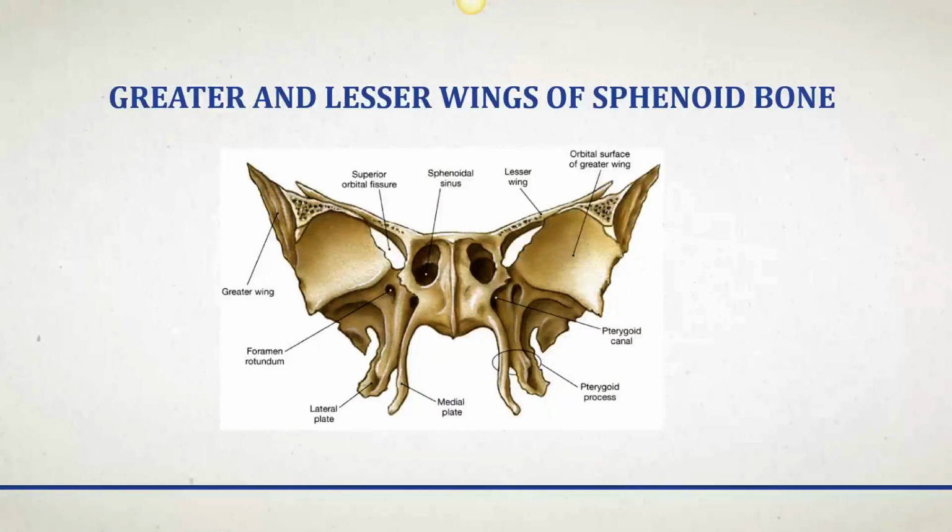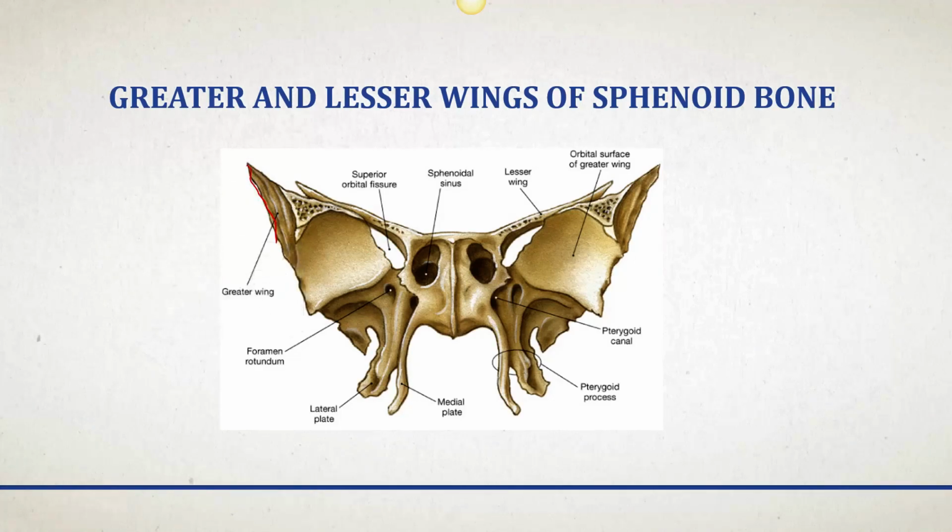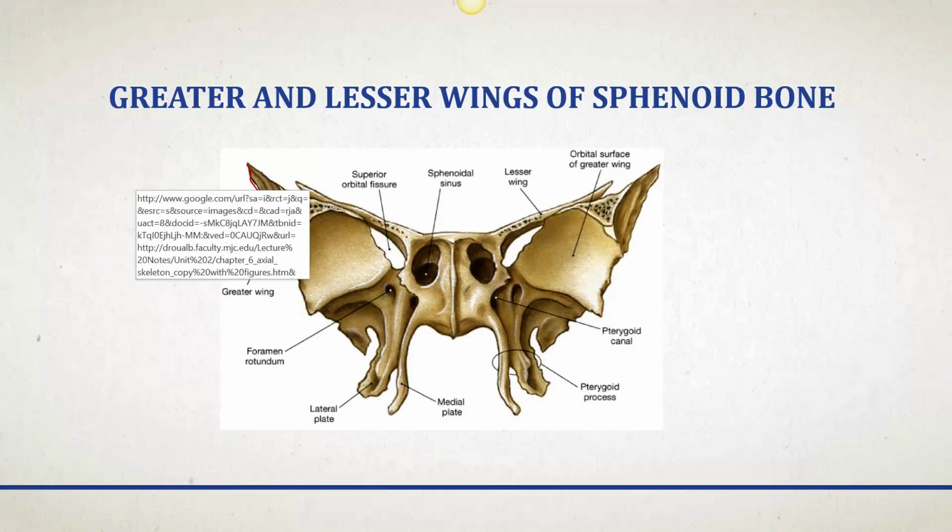So this is what the sphenoid bone looks like if you were to pluck it out of the skull. The sphenoid bone has greater and lesser wings. The greater wing actually extends to the outside of the skull and makes up the back portion of the eye cavity, while the lesser wing is right up here.